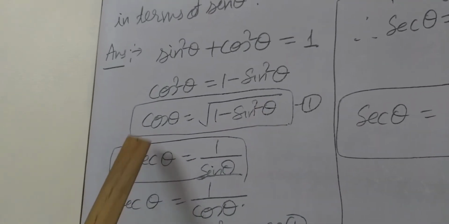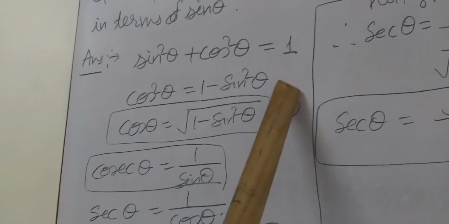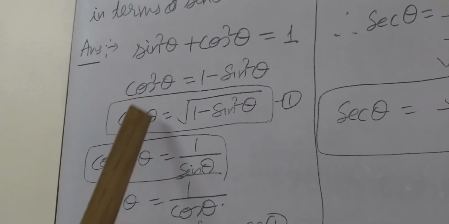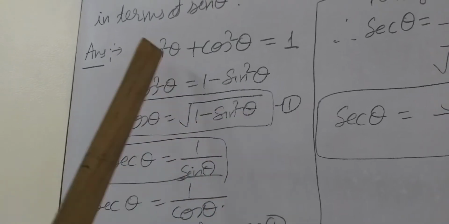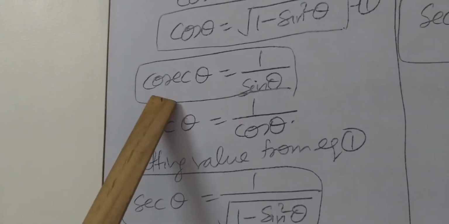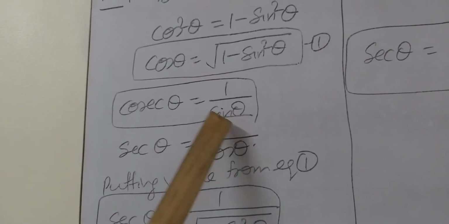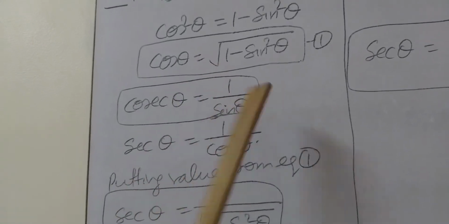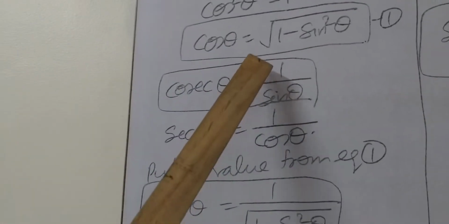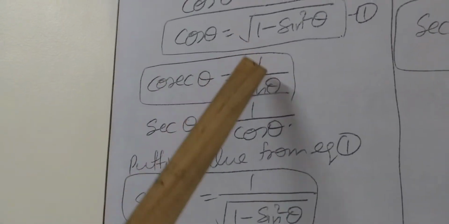Then cos theta equals root 1 minus sin square theta. So student, we have changed cos in terms of sine by using this identity. Now student, we know that cosec is the reciprocal of sine. So we have written here cosec theta equals 1 upon sin theta, because cosec is the reciprocal of sine. So we have directly changed cosec theta in terms of sin theta.